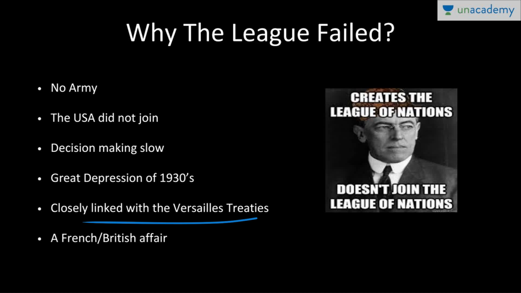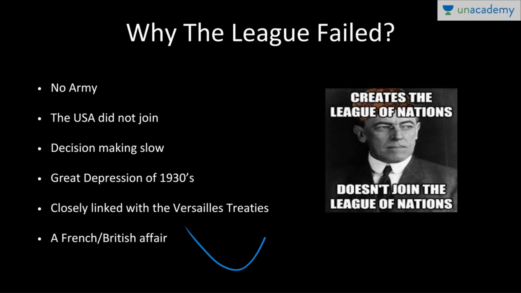The fifth point was that the League was closely linked with the Treaty of Versailles, and it was an unjust treaty. So it was obviously a very bad start for the League because the Versailles Treaty was not at all fair, and it remained a French-British affair largely. It was not at a global level, as other major nations left the membership gradually.